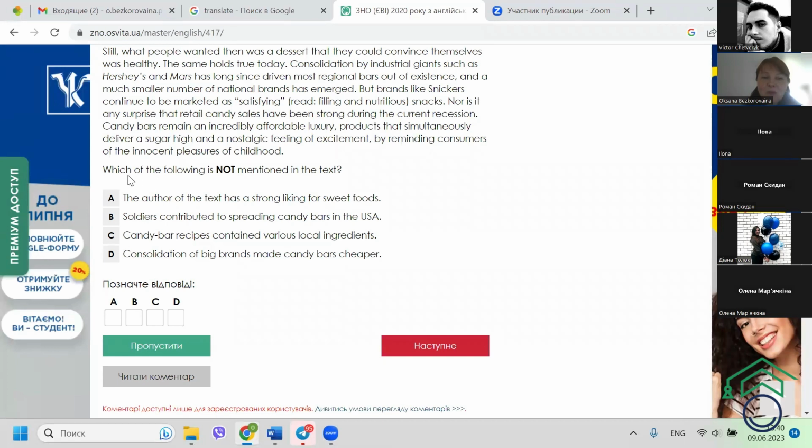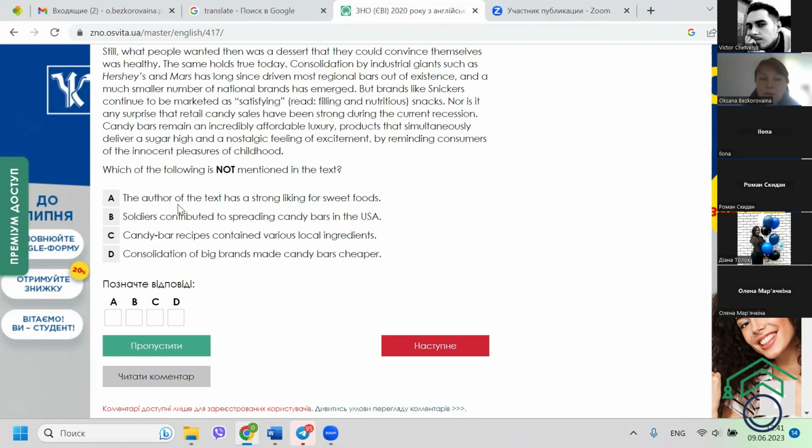Which of the following is not mentioned in the text? Що таке not mentioned? Не згадується в тексті. We should remember this phrase because there is a high possibility that it will be in the text. Висока вірогідність того, що фраза буде в тексті, що не згадується. Тому is not mentioned. Отже?